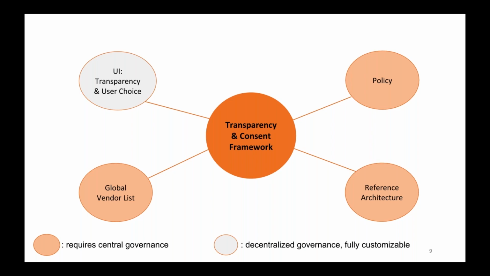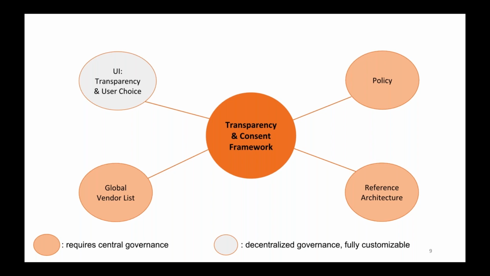And then we have one pillar, the user interface, that provides transparency into data processing and allows a user to exercise choice. That is decentralized and fully customizable. So each publisher can implement this framework in a look and feel that makes sense for them. They can implement it in a way that meets their particular compliance needs or their interpretation of the law or their commercial interests. They can choose what the choices are that a consumer has or doesn't have and what the consequences are of a user choosing one option over another if there is such an option.